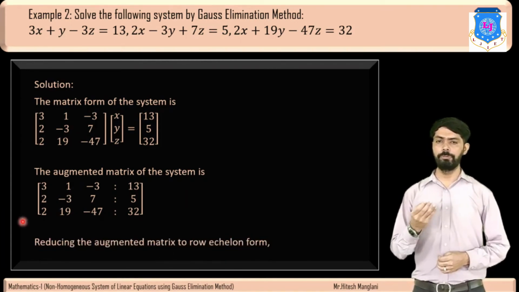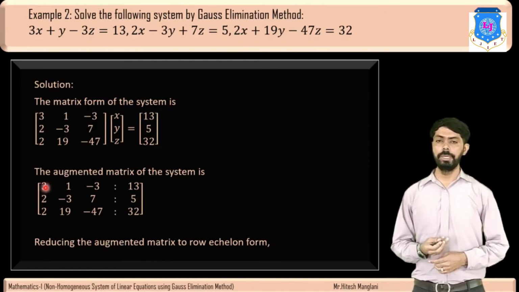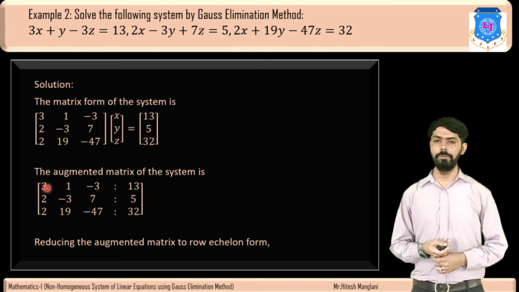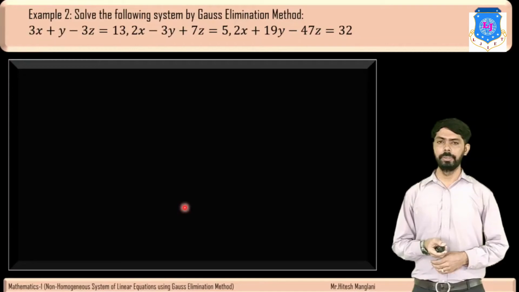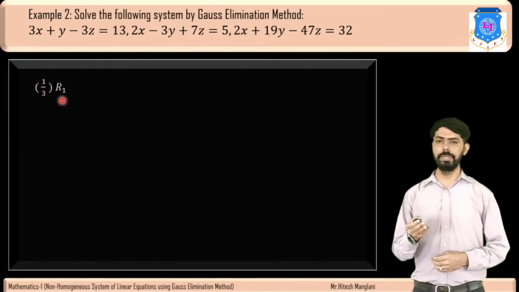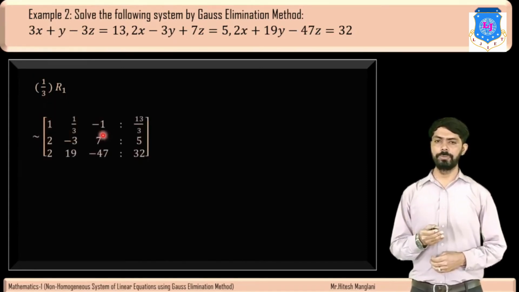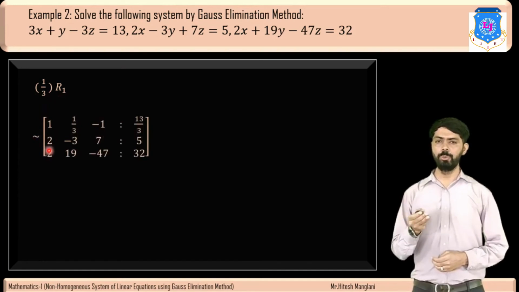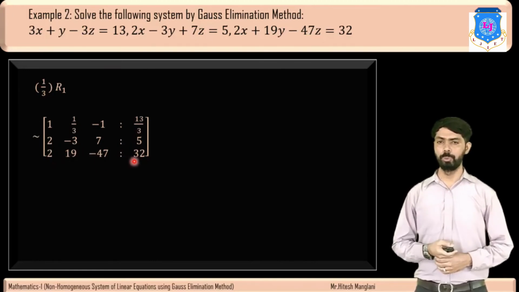So reducing the augmented matrix to row echelon form. For that, if you look at the first row, the leading entry is 3. But here the leading entry should be 1. Therefore we will have to convert this 3 into 1. So for that, we will divide the first row by 3. We will use the row operation R1 divided by 3. If we apply this row operation, then the next matrix will be [1, 1/3, -1, 13/3; 2, -3, 7, 5; 2, 19, -47, 32].